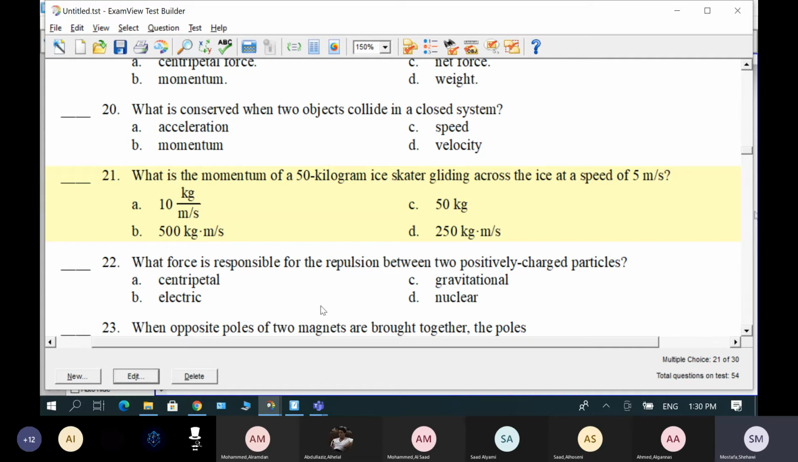Do you know the answer? You have mass and you have velocity, or the speed. What is he asking about? The momentum. How to find the momentum?